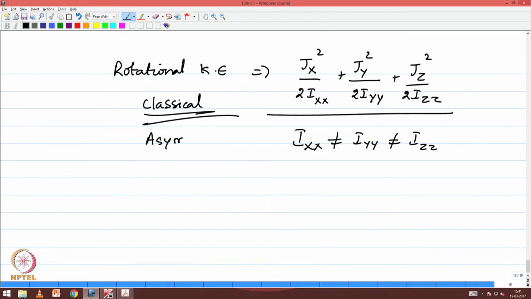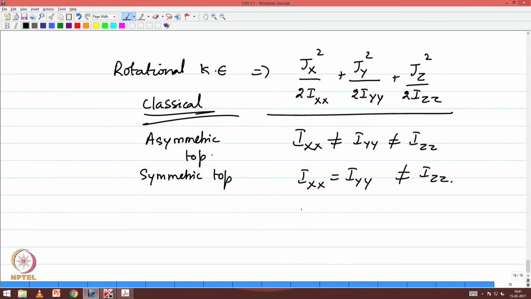We call this an asymmetric top. There is no symmetry for the moments, so it is known as an asymmetric top. A top is a rotor like the normal top that you have. However, if 2 moments of inertia are equal but unequal to the third, this is known as a symmetric top. If all the 3 moments of inertia are equal in a molecule and non-zero, then this is called a spherical top.